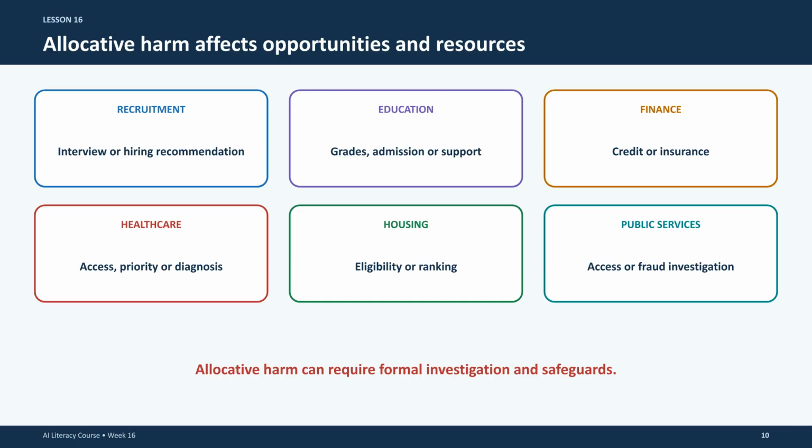Allocative harm directly affects resources and opportunities, such as jobs, healthcare, or credit. Because these systems have high-stakes consequences for real people, they require formal investigation and strict safeguards to protect users.